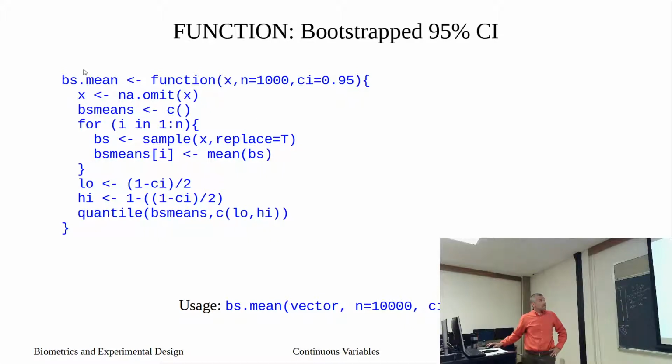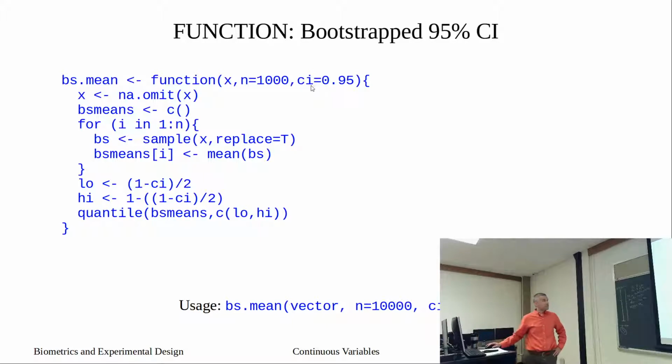All right, so I'm just going to step you through what each of these does. So bs.mean, that's the object that we're going to create. That's going to be our function. We defined it as a function, and we gave it options. So x, that's going to be our vector that we'll give it. N equals 1,000. That tells us how many bootstrap replicates we're going to do. And ci is 0.95. So these are the defaults.